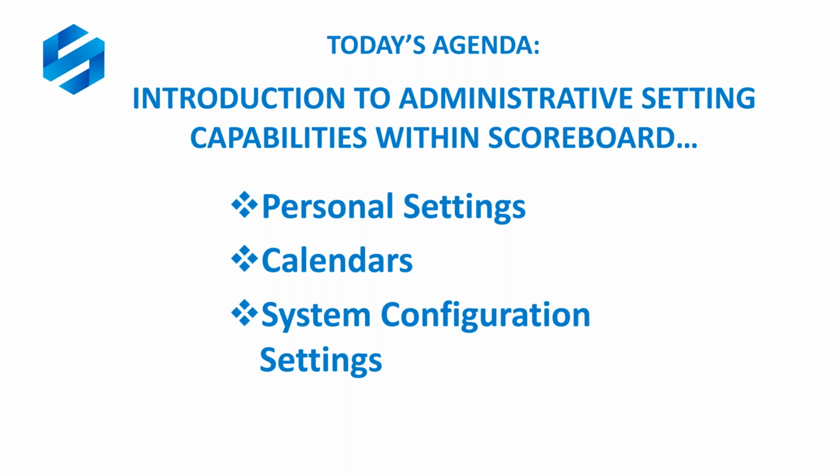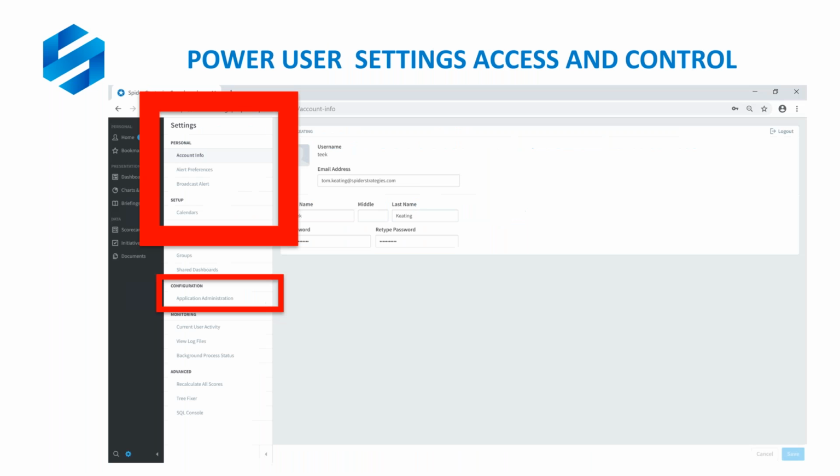And then we'll move on to the more administrative power user capabilities of creating and using calendars, as well as a myriad collection of different system configuration settings available to, again, a power user, administrative power user in Scoreboard. And again, physically, visually, the areas that we'll be working with within that settings navigation pane are the personal section, the setup section where you have access to calendars, and then just a little bit further down, the configuration section, where again, we've got an extensive list of application administration settings that we'll be discussing.